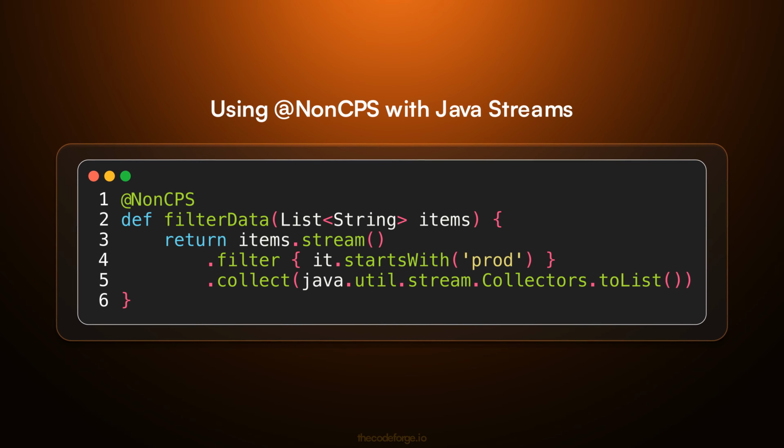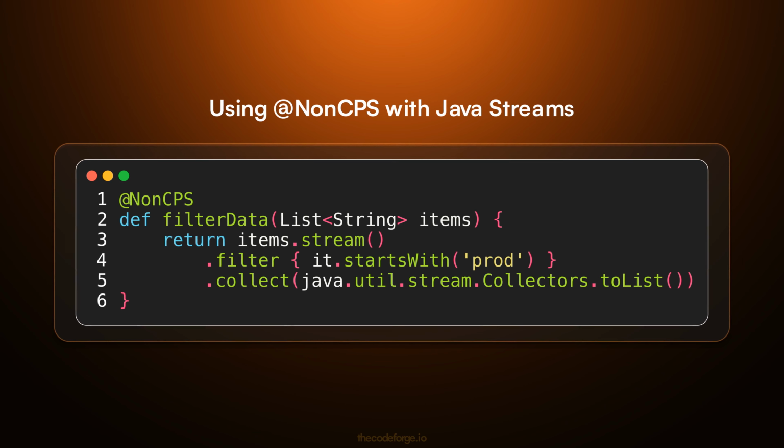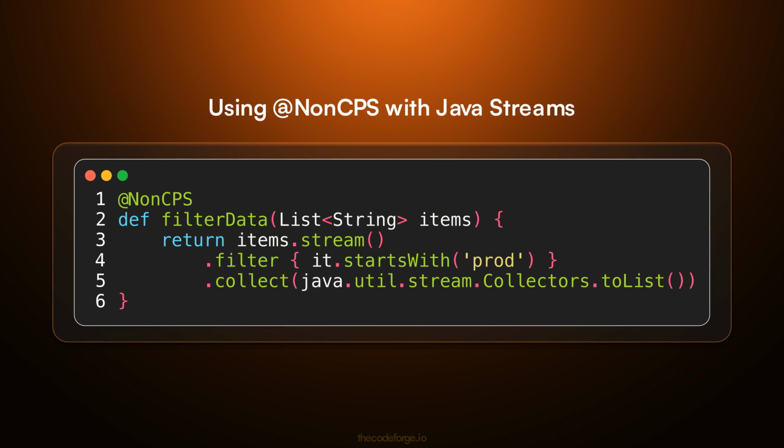The article mentions avoiding java.util.stream, but doesn't show a safe alternative. Use @NonCPS to wrap stream operations, as streams are not serializable. This snippet demonstrates filtering a list with streams inside a @NonCPS method.